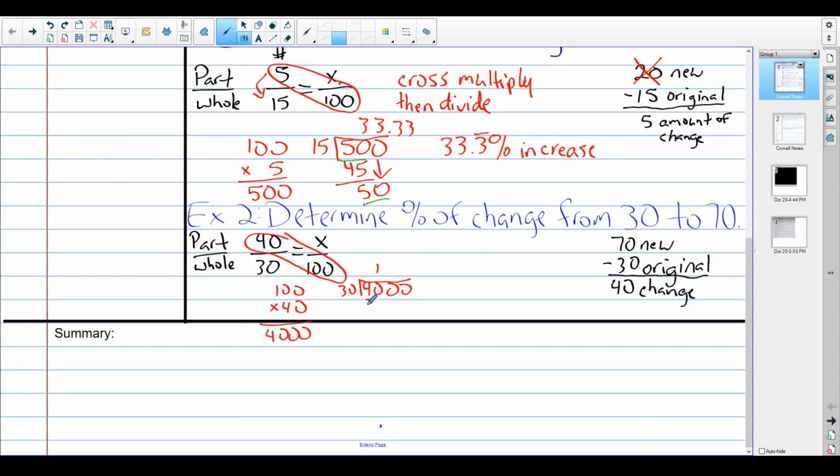So that's 1. And then 10. Bring down the 0. 30 into 100, 3 times. 3 times 30 is 90. And then here we go again. It's another repeating. It's even repeating the same number. This is 0.3. So we put a 3 up here. It's not very exciting, but okay. So we say 133.3 repeating. And then again, since it's going from 30 to 70, it's getting bigger. You can say it's a 133.3 repeating percent increase.